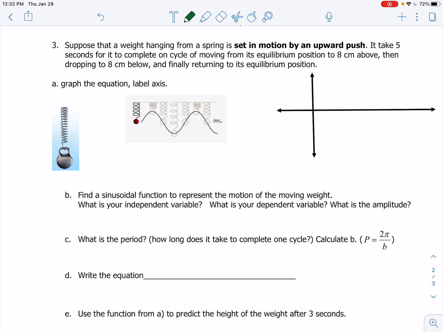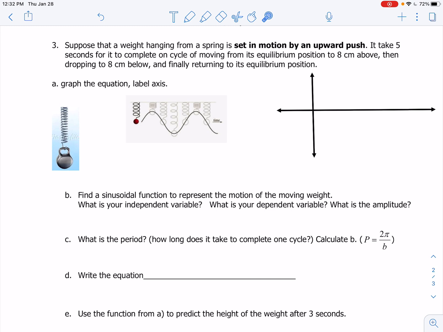I wanted to work this spring problem with you. So what they have here is they're saying a weight hanging from a spring is set in motion by an upward push, which means that it goes up first and then it comes back to the equilibrium and then it goes down and then up and it's doing that sort of thing. Okay, so graph the equation, label the axis.